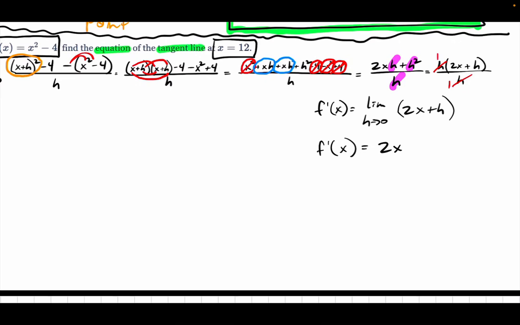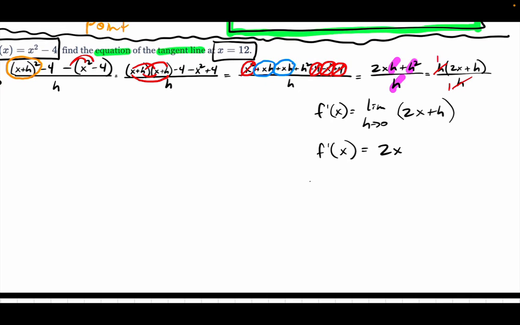I have the derivative. What do I do with it? Plug in x value to get the slope. And then find the point. The x value is 12, right? 12 times 2 is 24. So the slope of the tangent line at x equals 12 is 24. Which is extremely positive. Increasing very fast. Up 24 over 1. So that's almost a vertical line.